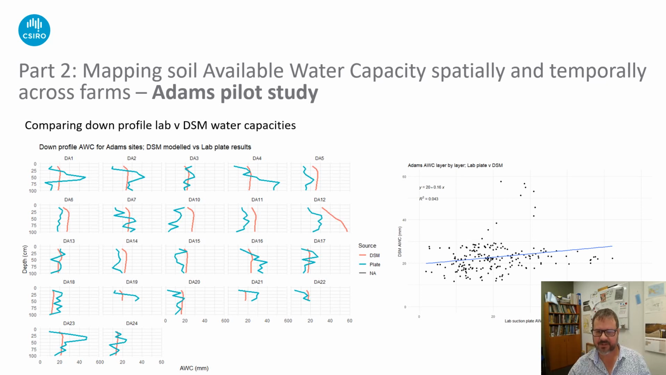When all these points intersected at 10 centimeters across the whole of that landscape with the DSM mapping, we get a very poor relationship. So the DSM hasn't predicted at those depths very well. Remember previously I told you the model quality doesn't necessarily mean reality. It just tells you how good the model has predicted.